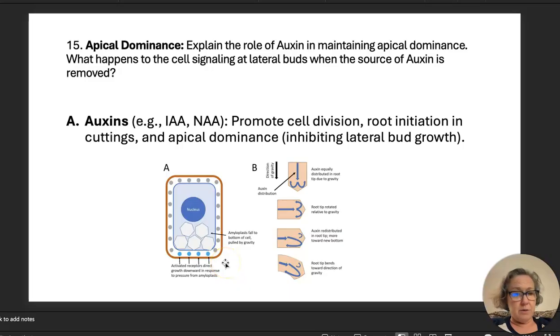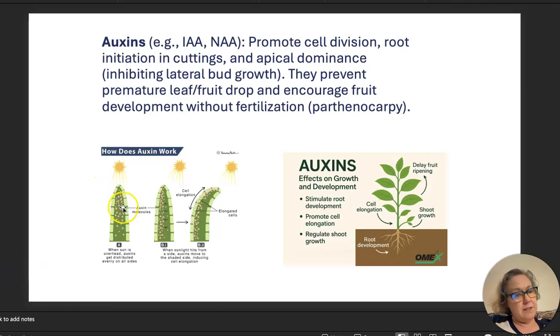So if you look at how an auxin works, its receptors direct growth downward in response to pressure from gravity, and that's how it knows to grow up, related to the sun and related to opposing forces of gravity. And here it is the sun, right? When the sun is directly overhead, it gets evenly distributed on all sides. So again, another thing auxins do is they prevent premature leaf drop and encourage fruit development without fertilization. So that is going to be things like seedless grapes.